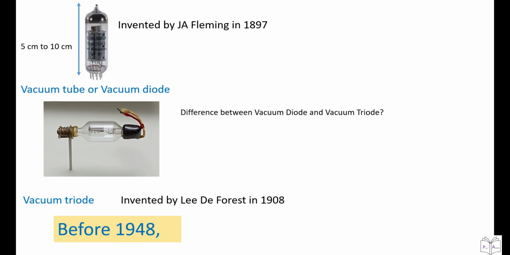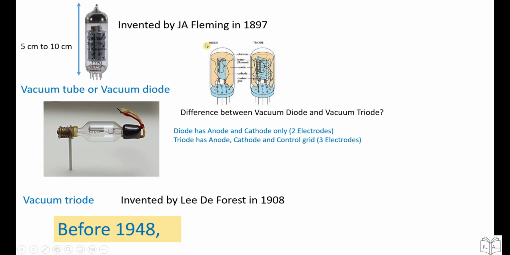What is the difference between this vacuum diode and vacuum triode? Diode has 2 electrodes, triode has 3 electrodes. As you see in this figure, this is a diode in which you can see in the middle the anode, which is one electrode, and then it is surrounded by the cathode, which is in orange color, which is another electrode. Only 2 electrodes were there. Whereas in the triode, we have 3 electrodes. Additionally, we have one mesh, which is called a control grid, which is the 3rd electrode.